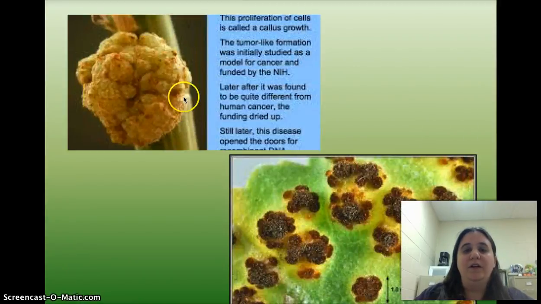Here are a couple more tumor-like formations in plants. You can see the little tumor bubbles, I guess, for lack of a better term, here. This is only 1 millimeter, so these are pretty small. But still, this is plant cancer.